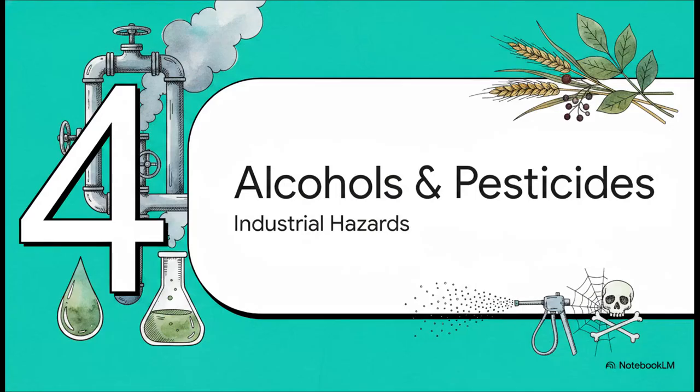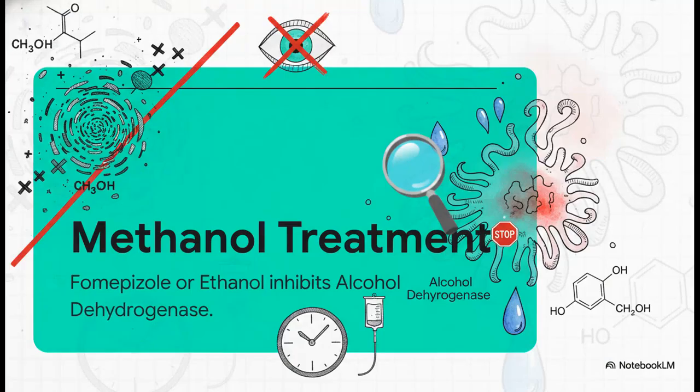Shifting gears now to Section 4, alcohols and pesticides. Moving away from the medicine cabinet and into industrial and agricultural hazards, we've got to understand how to stop toxic alcohols and nerve-targeting pesticides in their tracks. Take methanol poisoning. Methanol itself isn't actually what kills you, it's the toxic byproducts it turns into.